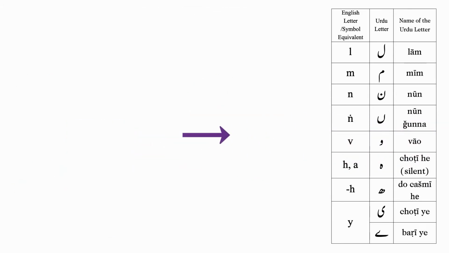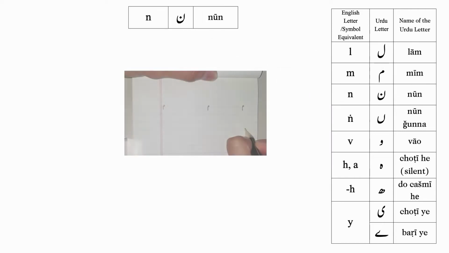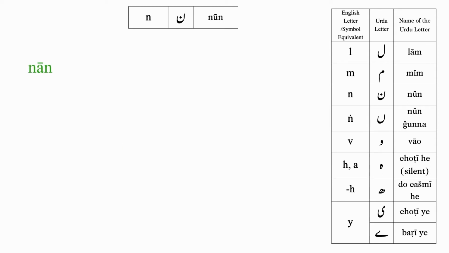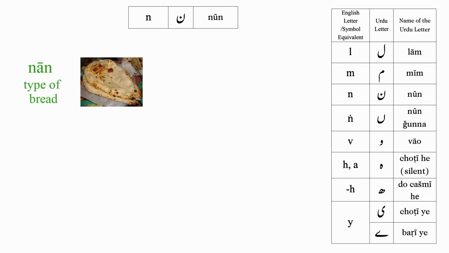Next, we have noon. With which begins the word naan. Naan. This is a type of bread. And now that Indian food has become popular everywhere, I'd be surprised if you haven't tried naan before. And if you haven't, you're missing out. I love naan.